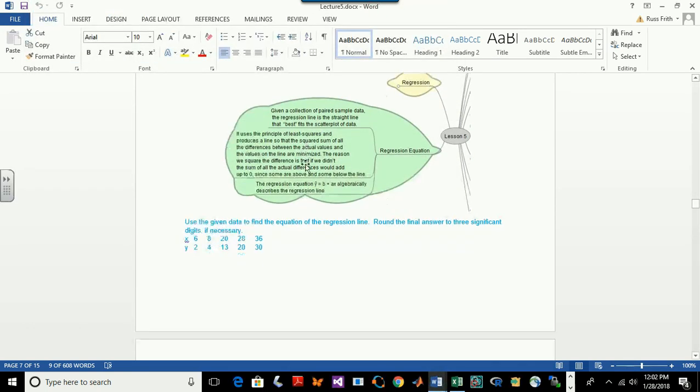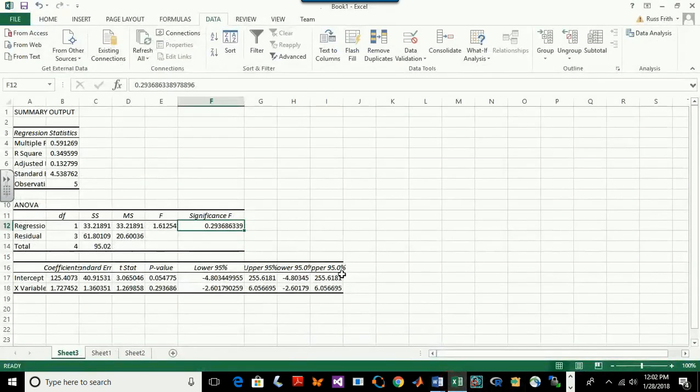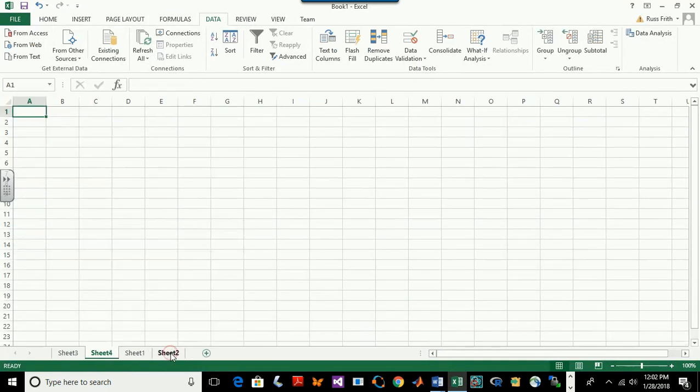Okay, so here's a problem. Use the given data to find the equation of the regression line. So we want to find the regression line, so we can go into Excel. Let's plug in our XY data. X is 6, 8, 20, 28, 36. Y is 2, 4, 13, 20, and 30.